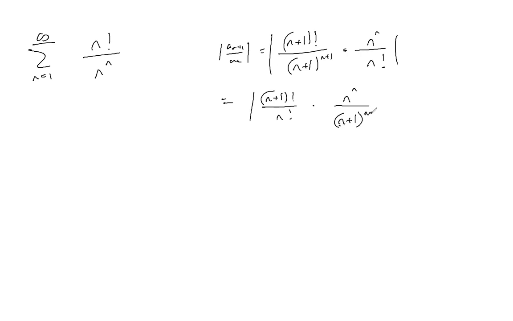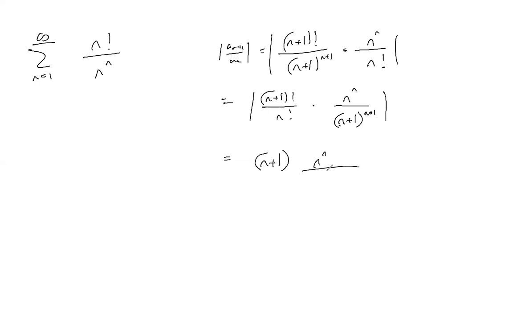The question is, how can we simplify this? Because we've got to take the limit, right? n plus 1 factorial over n factorial, that's going to simplify to n plus 1. And again, if you're having trouble with that, see the simplifying factorials video. Then n to the power n over n plus 1 to the power of n plus 1. How can we work with that?